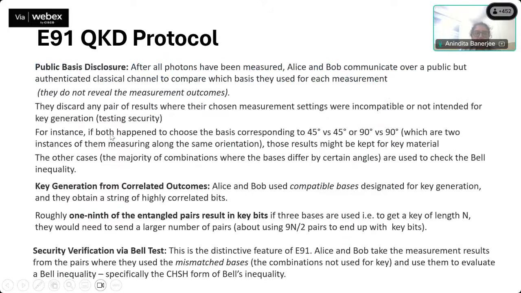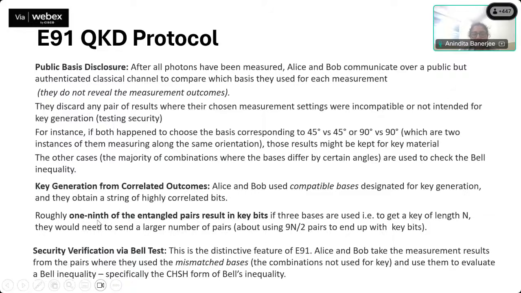After that, again, there is a public basis disclosure. After every photon has been measured, Alice and Bob communicate over a public but authenticated classical channel to compare their basis. This is, I think, clear. When they have the same basis measurement, those states pass on to the shifted basis state. So key generation happens from the correlated outcomes.